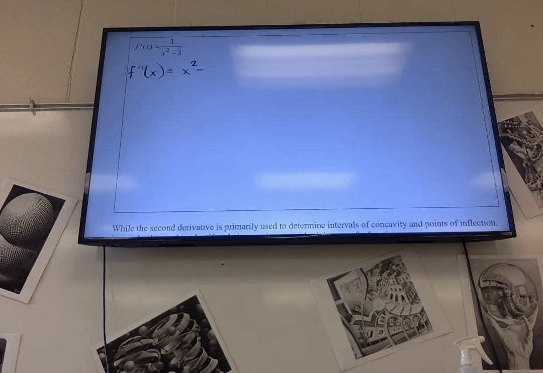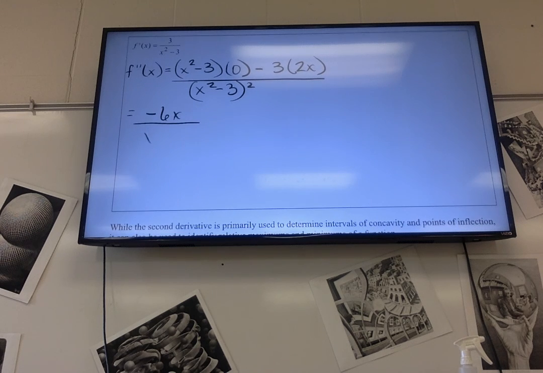Low D high minus high D low, square the bottom, and away we go. The quotient. Okay, so it's -6x on top and (x squared minus 3) squared on the bottom.